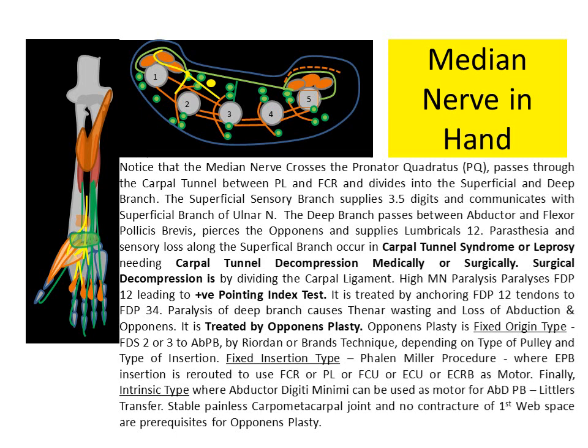Finally, there is an intrinsic transfer available for abductor pollicis brevis, where abductor digiti minimi is everted and transferred onto the abductor pollicis brevis, and this operation is called Littler's transfer. Before opponensplasty, you have to ensure that the carpometacarpal joint is stable and painless, and there is no contracture of the first web space. So if there is a contracture, first release the contracture and then do an opponensplasty.